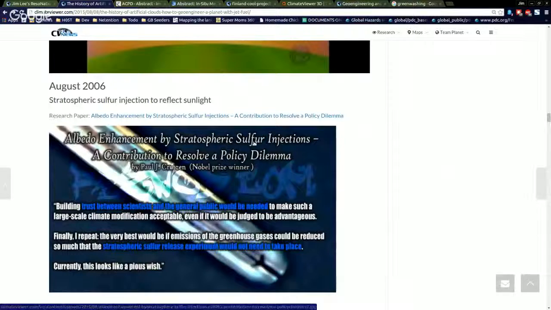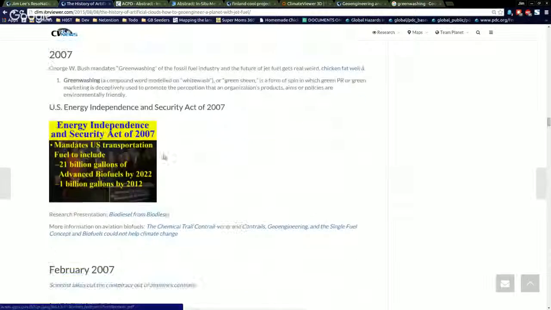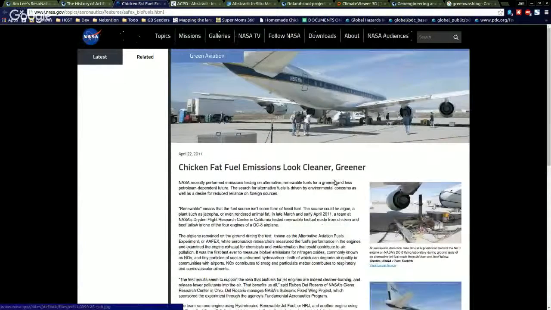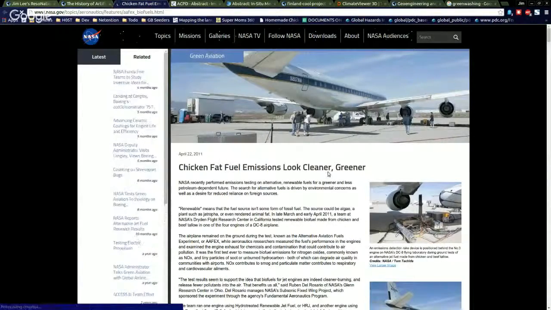Albedo enhancement by stratospheric sulfur injections by Paul Crutzen, the Nobel Prize winner. Stratospheric sulfur injections. Moving along. The Energy Independence and Security Act of 2007 basically mandated that we use chicken fat and I got all these different links for it. Chicken fat fuel emissions look cleaner, greener. Ooh, green aviation, greenwashing.